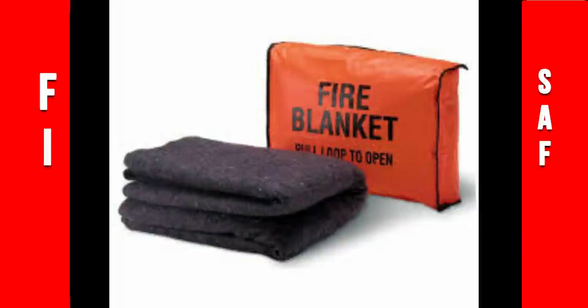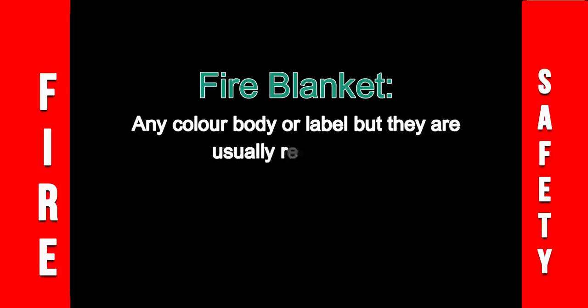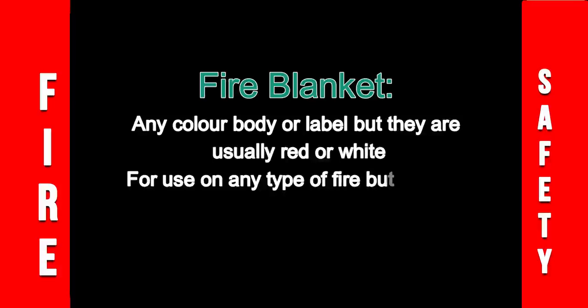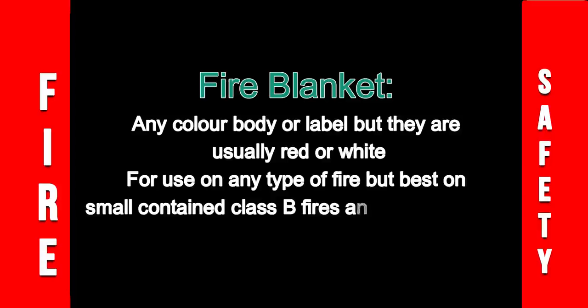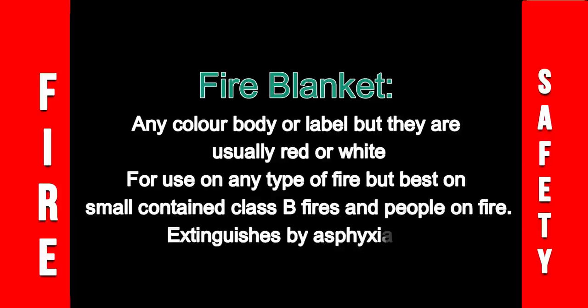Another fire extinguishing agent is the fire blanket. Any color body are labeled, but they are usually red or white. It can be used on any type of fire, but best on small contained class B fires and people on fire. It extinguishes the fire by asphyxiating.